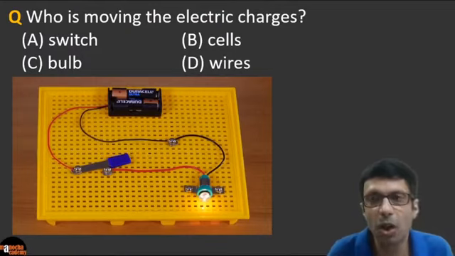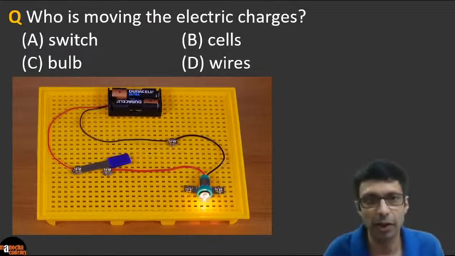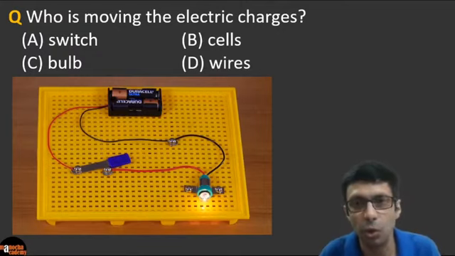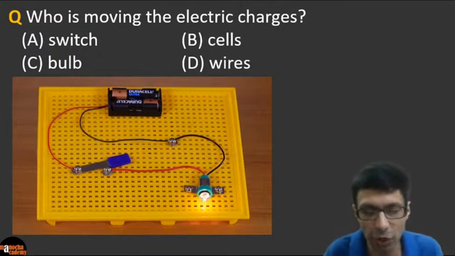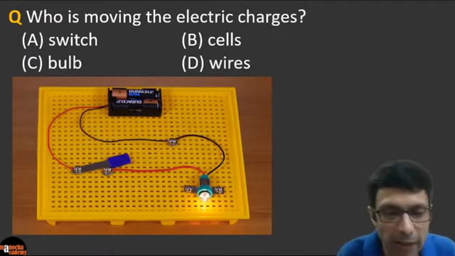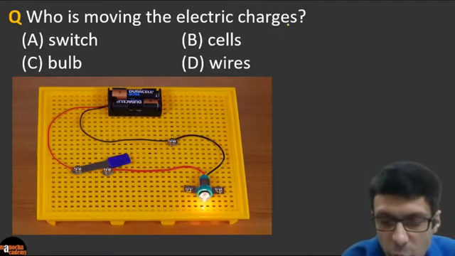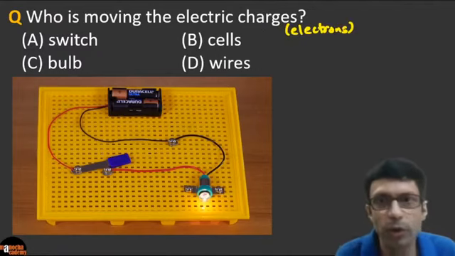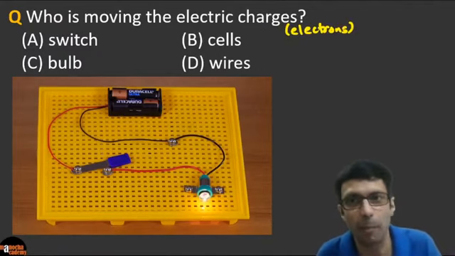Now the question is, who is moving the electric charges? We said that the electrons are moving in the wire. So I have this question, guys. In this circuit, in this setup, you can see the cells, the switch, the wires, the bulb. Can you tell me who is moving the electric charges, or in other words, who is moving the electrons? What do you think? Is it the switch, the cells, the bulb, the wires?